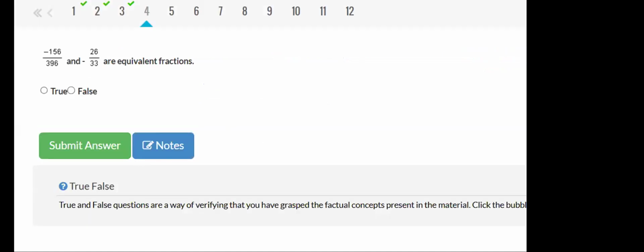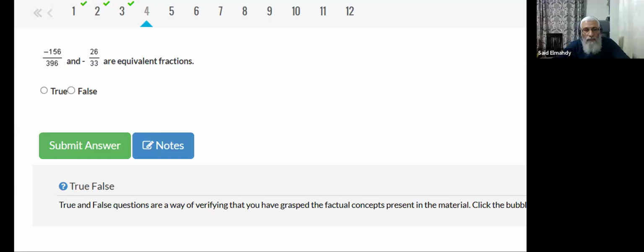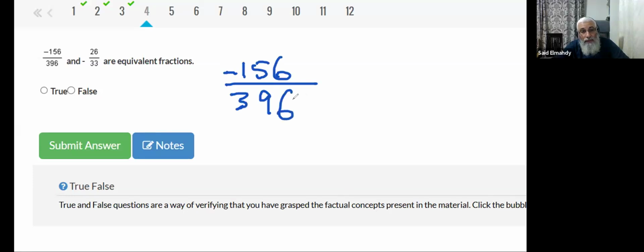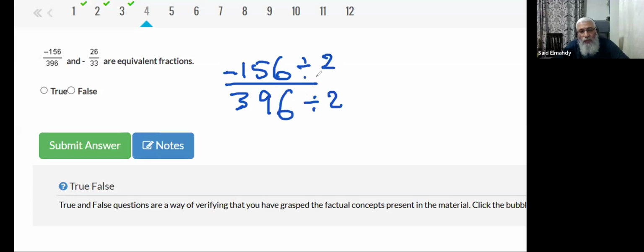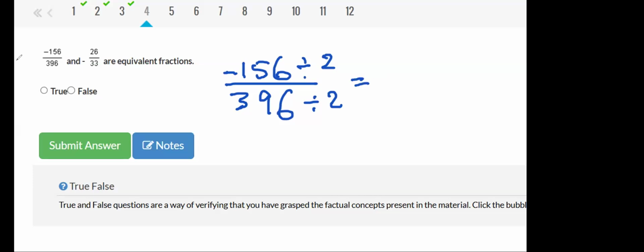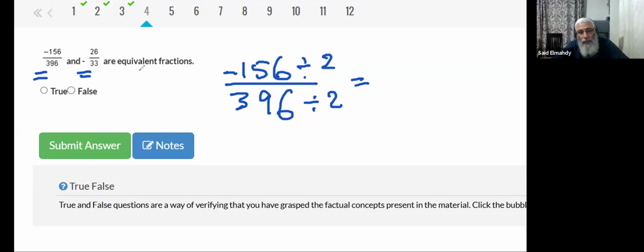This one? Negative 156 over 396, and negative 26 over 33 are equivalent fractions. Are these equivalent or not? We don't know. We need to try it. Maybe we can divide by 2, or another number. You can divide by 26 and 33, but no. We can divide by 2. This is a negative number and this is a negative number, so it might be equivalent, correct? Yes.